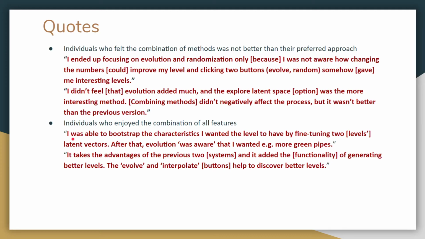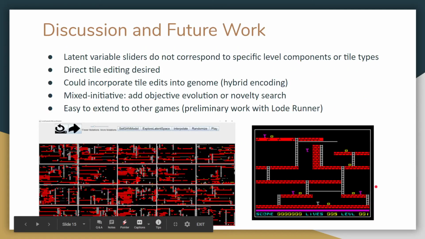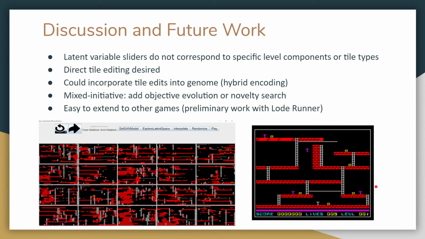One person said, "I was able to bootstrap the characteristics I wanted the level to have by fine-tuning 2 levels' latent vectors. After that, evolution was aware that I wanted, e.g., more green pipes." And another person said, "It takes the advantages of the previous 2 systems and it added the functionality of generating better levels. The evolve and interpolate buttons help to discover better levels." So there's a lot of places that we can go with this work.